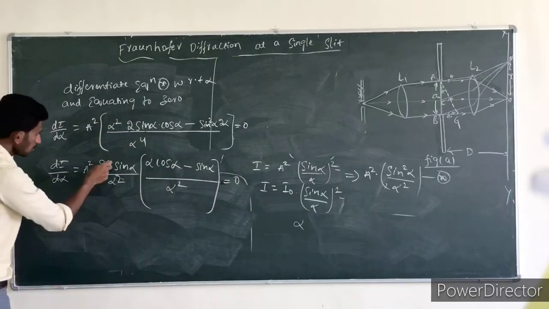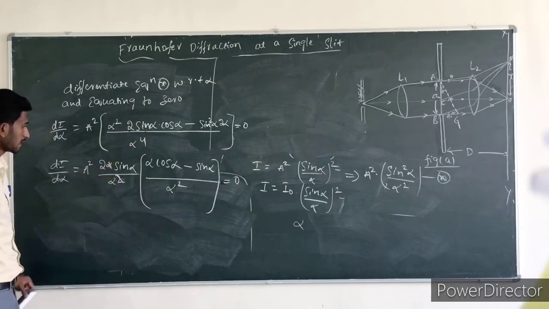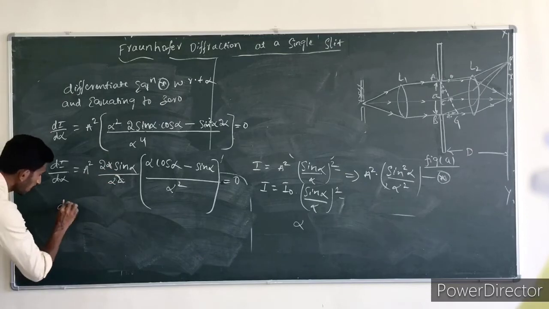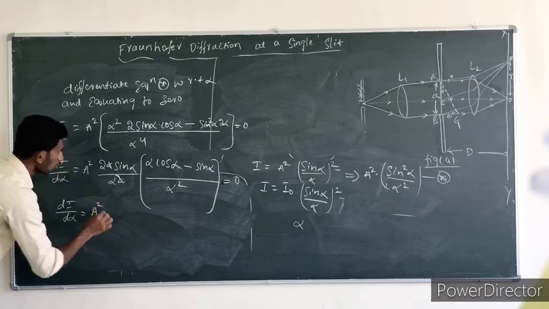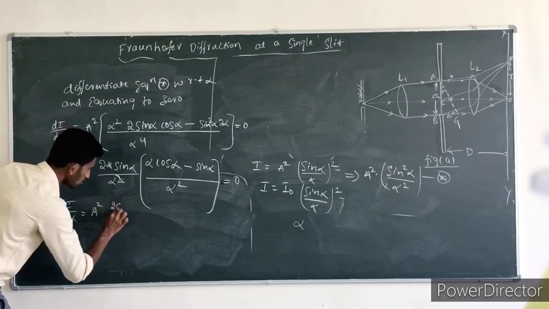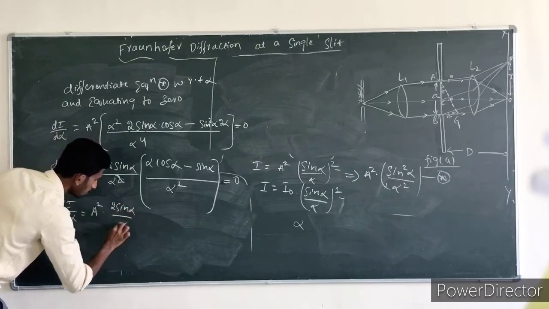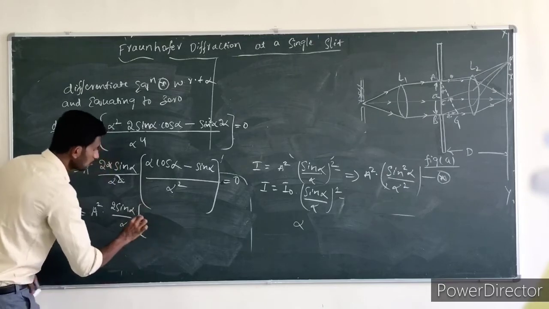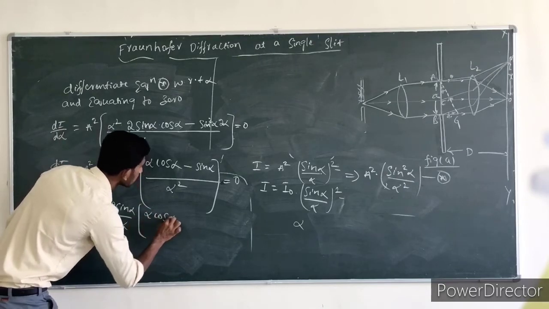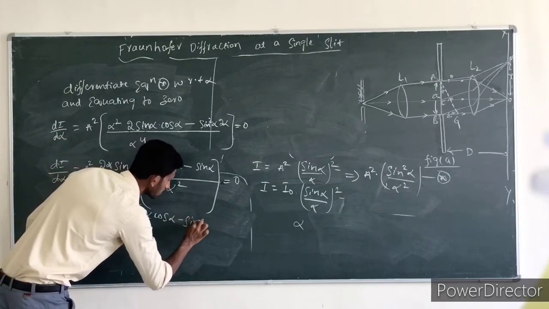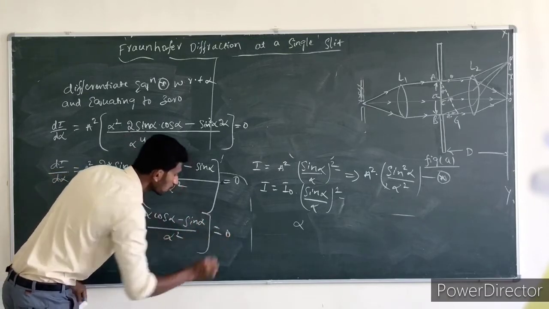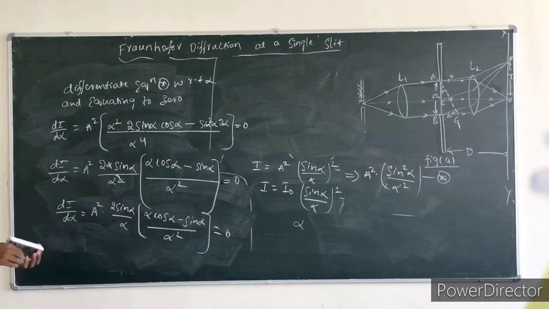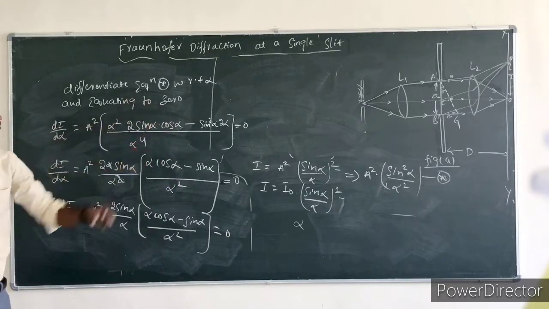Now alpha gets cancelled. So dI by d alpha is equal to A square into 2 sin alpha by alpha into alpha cos alpha minus sin alpha by alpha square. This should be equal to 0 because we are equating this differential equation to 0.